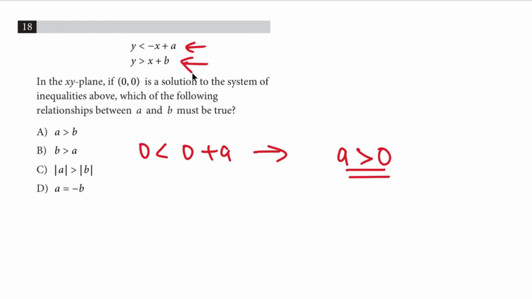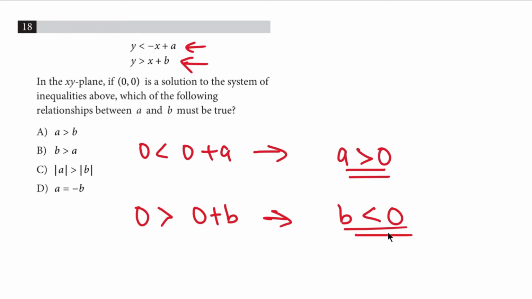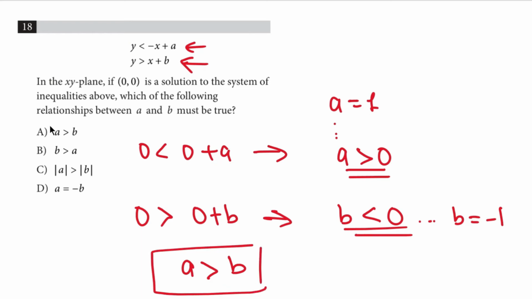Now let's plug (0, 0) into the second inequality. 0 is bigger than 0 plus b. And from here we can determine that b is less than 0. So b is less than 0, but a is larger than 0. And automatically we can determine that a is therefore larger than b. For example, let's say a is equal to 1. Now this is satisfied, a is larger than 0. And let's just say that b is equal to -1. Well, then 1 is bigger than -1. This must be correct, and therefore choice A is the correct answer. Now let's move on to the next problem.